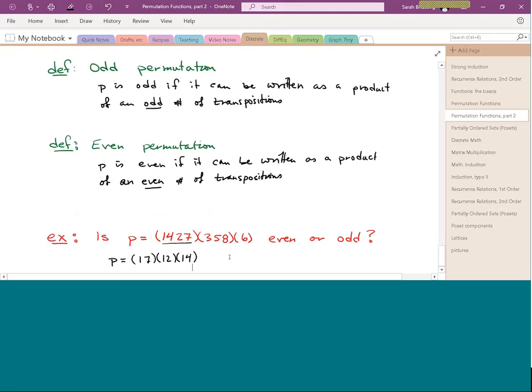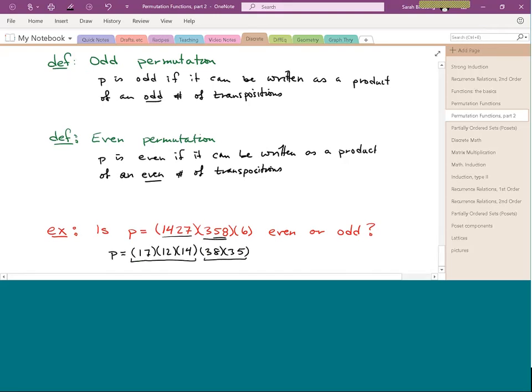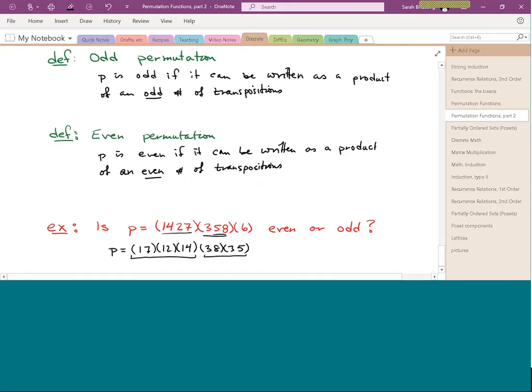We'll do the same thing with the 3 cycle. Reverse the order of those last 2 guys. So we'll have 3, 8 and 3, 5. Make sure they're actually 2 cycles, and nobody cares about your 1 cycle. Okay? So what do you guys think? Is this permutation function even or odd?